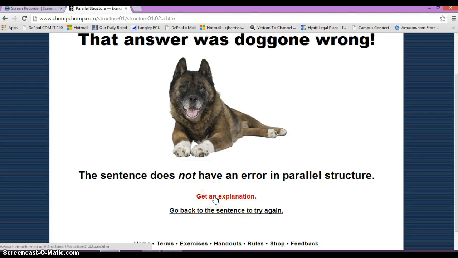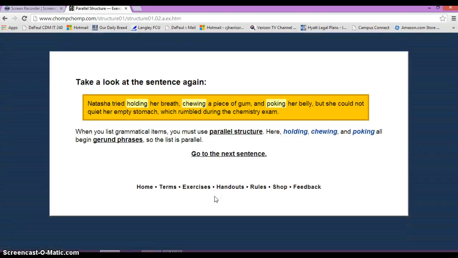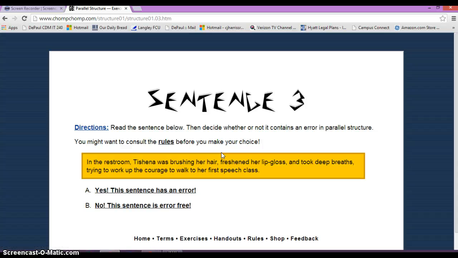What this website offers is an explanation of when our choices were wrong. We can see from our explanation that our 3 verbs in the first half of the sentence, holding, chewing, and poking, are all in the same tense. Natasha is doing 3 things in the same tense, therefore our sentence is parallel. Let's try one last example.